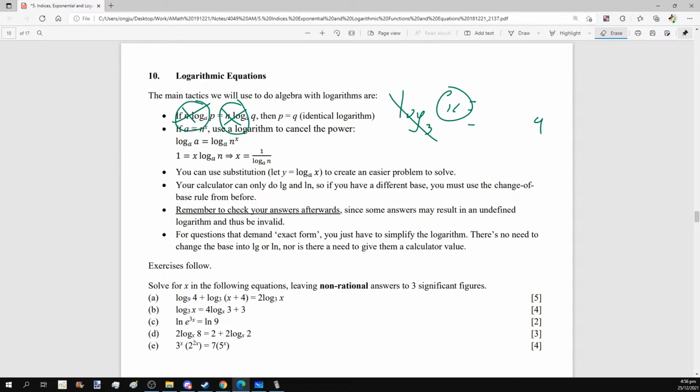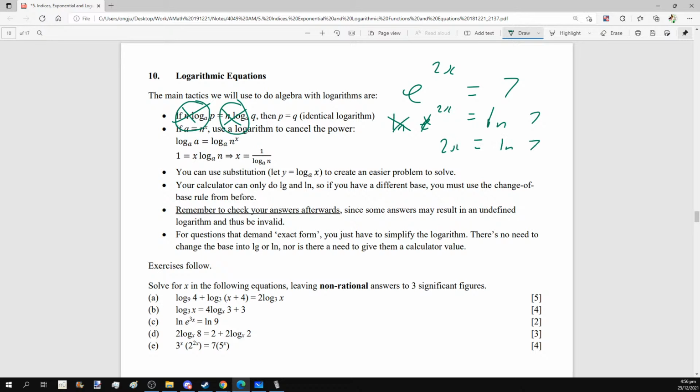Aside from that, we can also use logarithms to cancel out a power. For example, if I give you e to the power of 2x equals 7, I will simply say that ln e to the power of 2x equals ln 7. What happens when you have logarithm and then exponent? They cancel each other out. So 2x equals ln 7, x equals ln 7 divided by 2, and we are done. If the question insists on having you round off the answer, then you will feed ln 7 over 2 into the calculator and then get your answer from there.